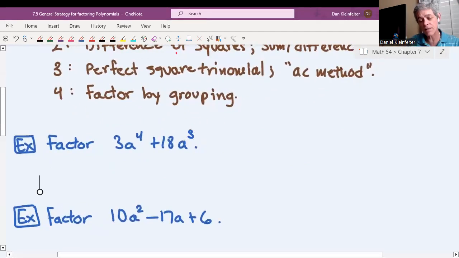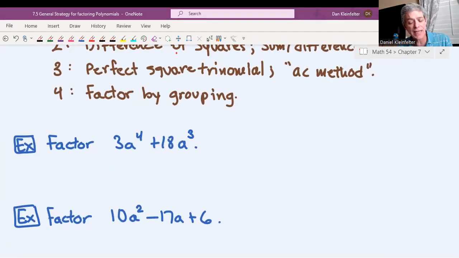We're going to start with this one. It's 3a to the 4th power plus 18a cubed. Before thinking about how many terms there are, let me get that common factor out of there. 3 and 18 are both divisible by 3, and we can also factor out an a cubed. If you factor 3a cubed out, you're going to be left with a plus 6. And that's it. There's nothing else to be done.